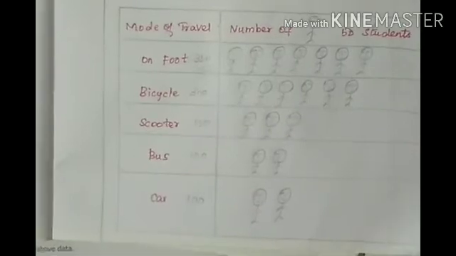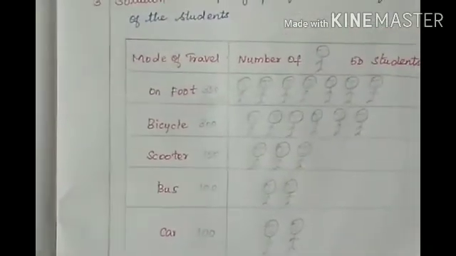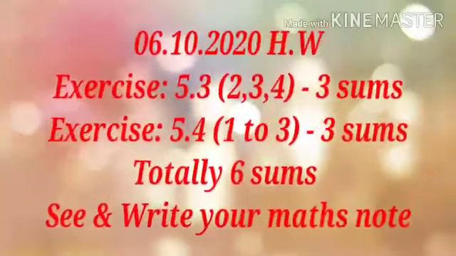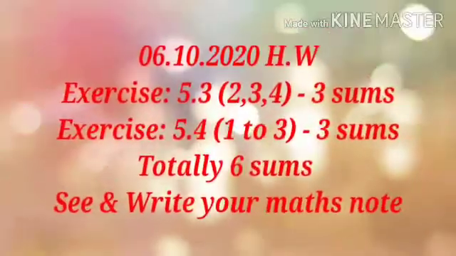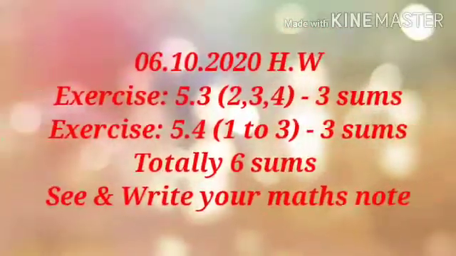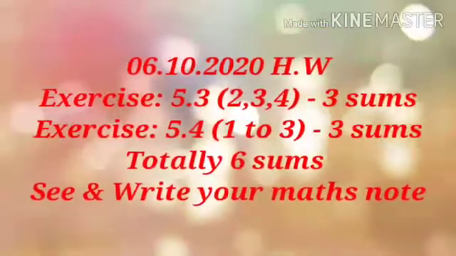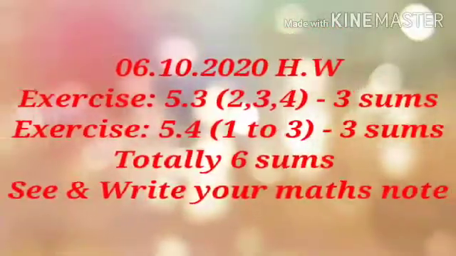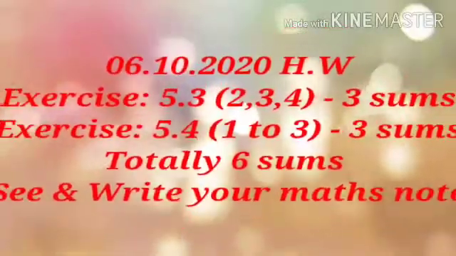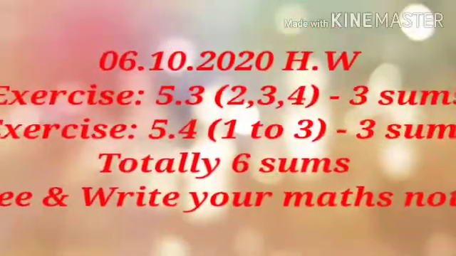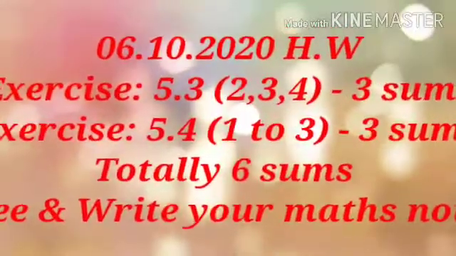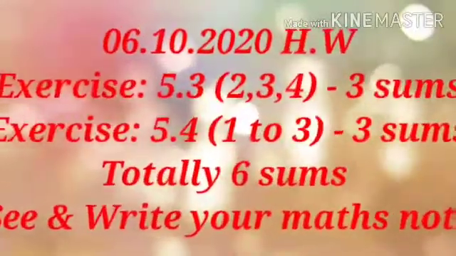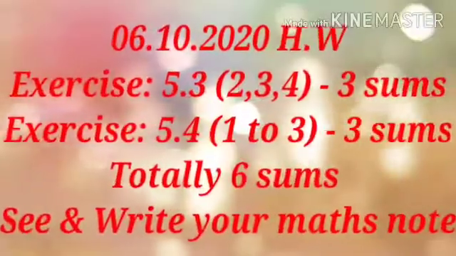Now we completed the exercise 5.4. Now children, we completed chapter 5, that is exercise 5.1 to 5.4, all the examples and exercise sums. Now your homework is exercise 5.3, sums 2, 3, 4 and exercise 5.4, sums 1 to 3.